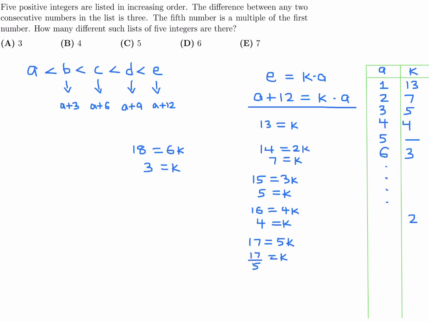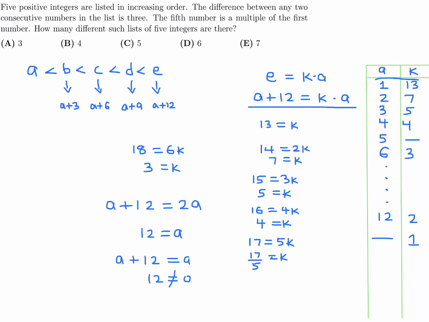That's a quicker way, I think. So A plus 12 is equal to 2A, which means 12 is equal to A. Then the smallest K could ever be is 1, because K represents the multiple that you multiply A by. When K is 1, A plus 12 is equal to A, that means 12 is equal to 0, which obviously is not true. So these are the only ones.